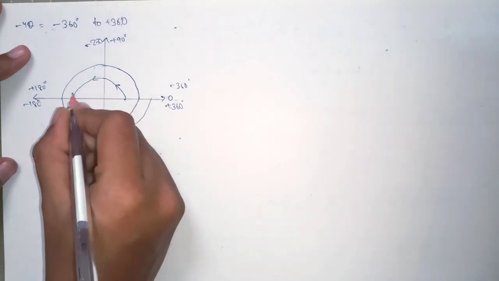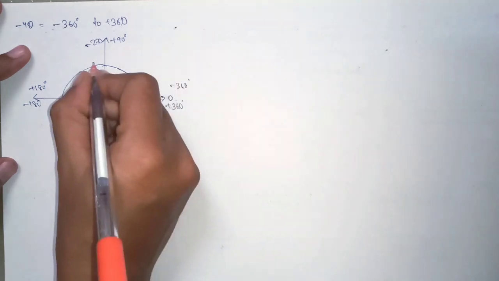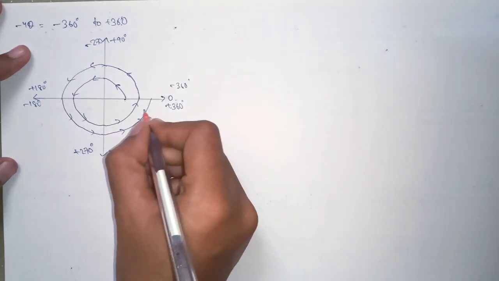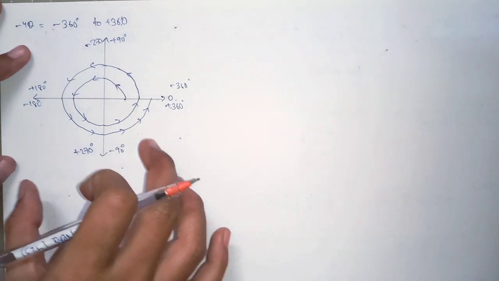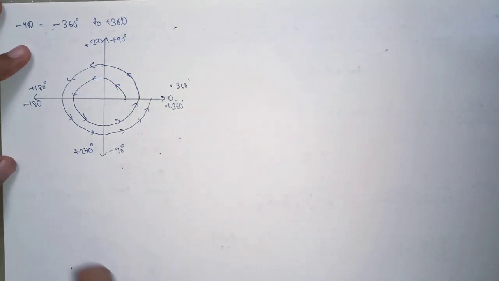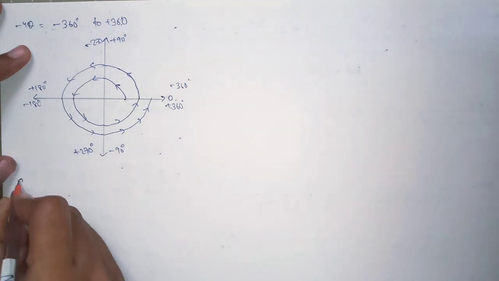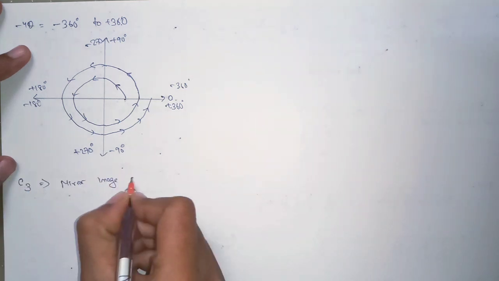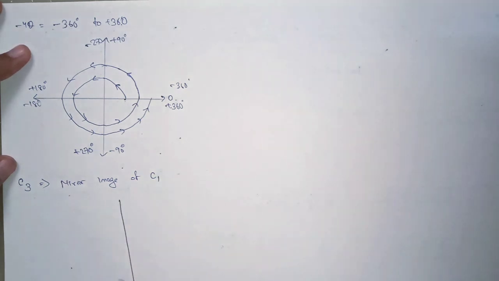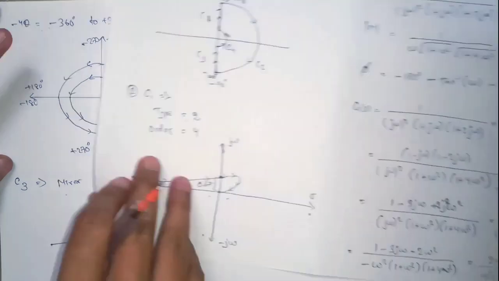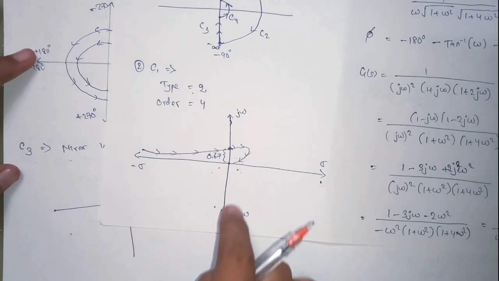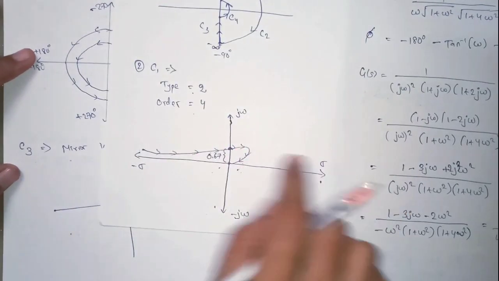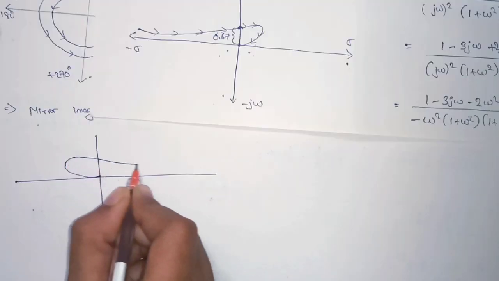So this is an anti-clockwise contour, and the magnitude is equal to 0. But to understand it, we are drawing it like this. In the main graph, we will draw it as small as possible. Now for C3, this is the mirror image of C1. You can see the C1 is like this. So we'll get the C3 as like this.